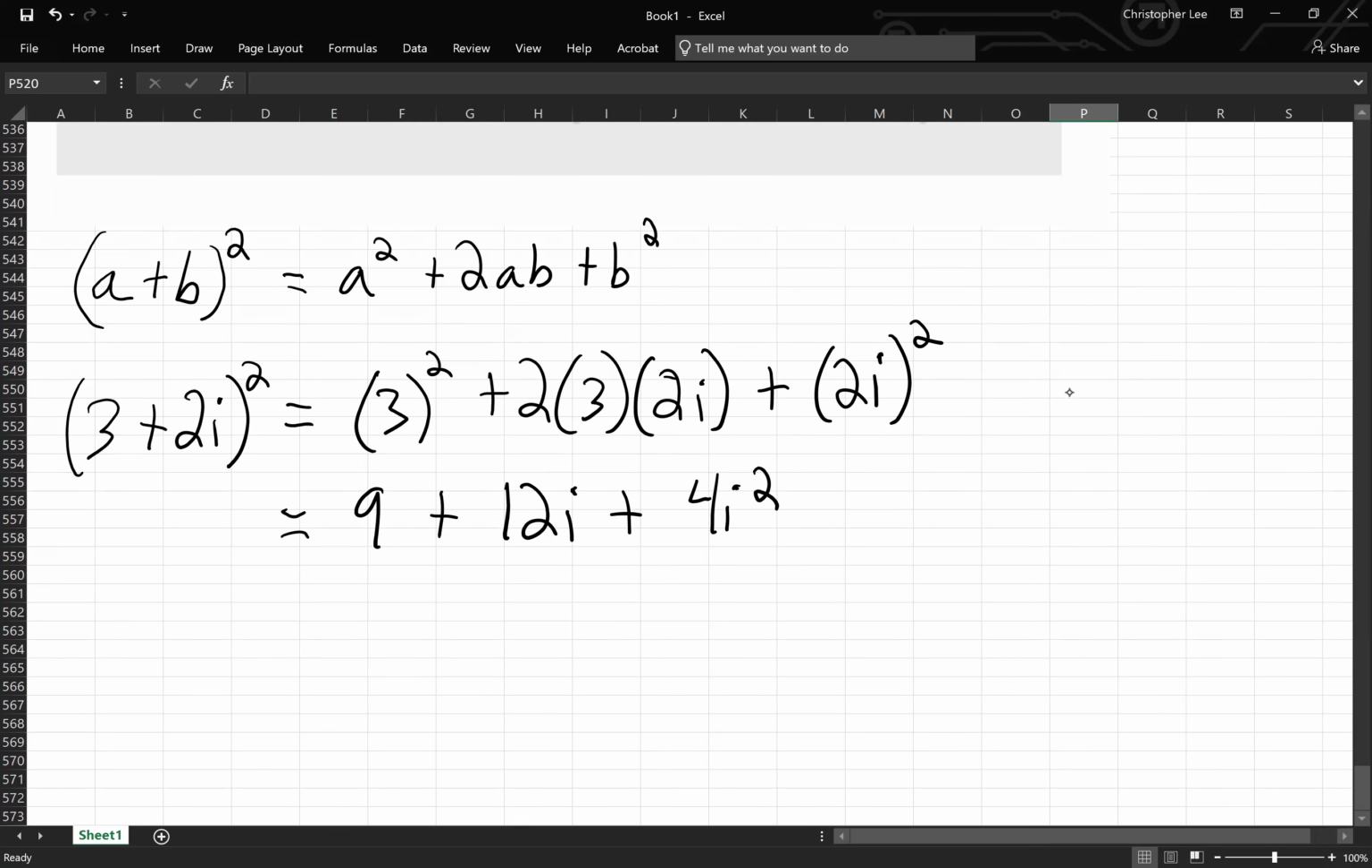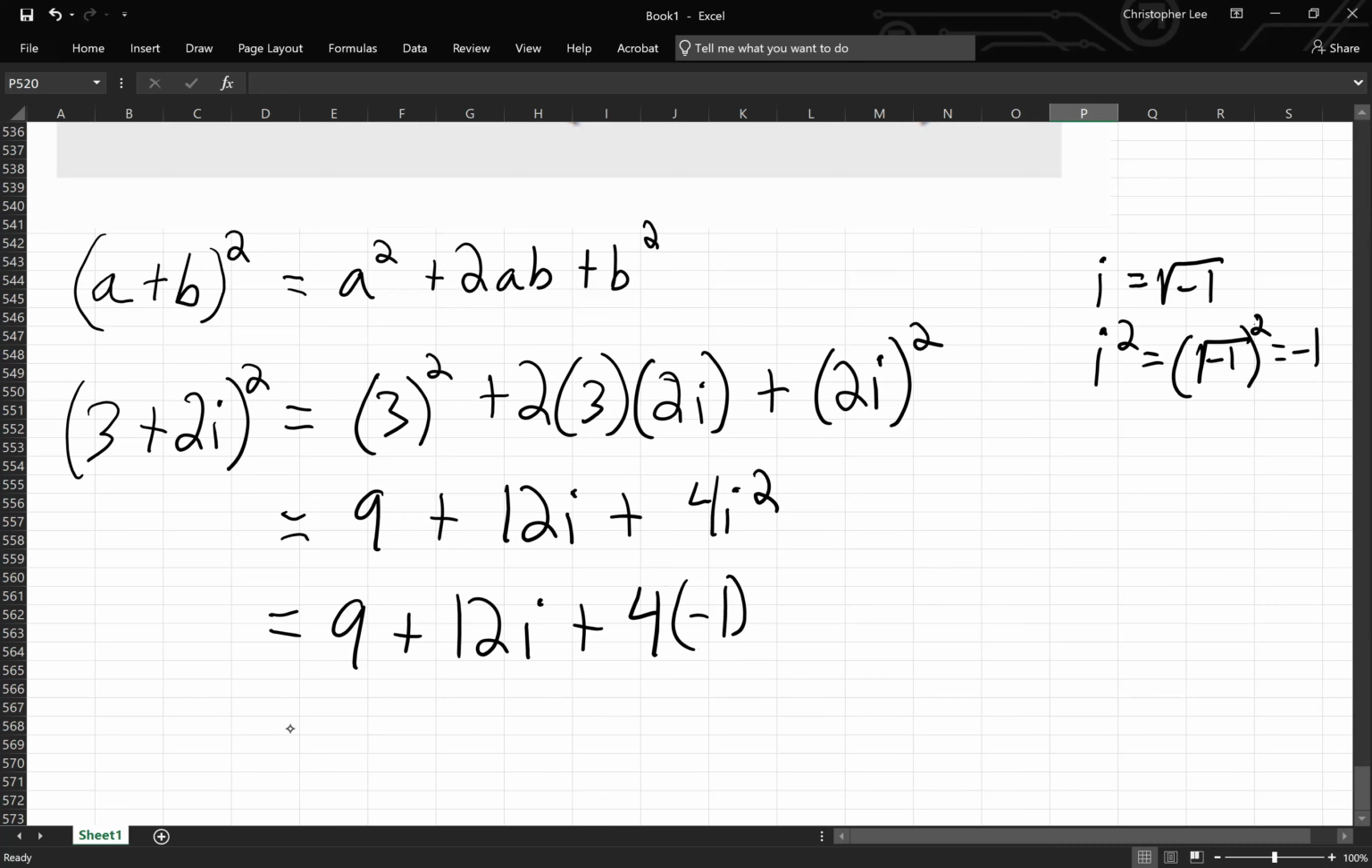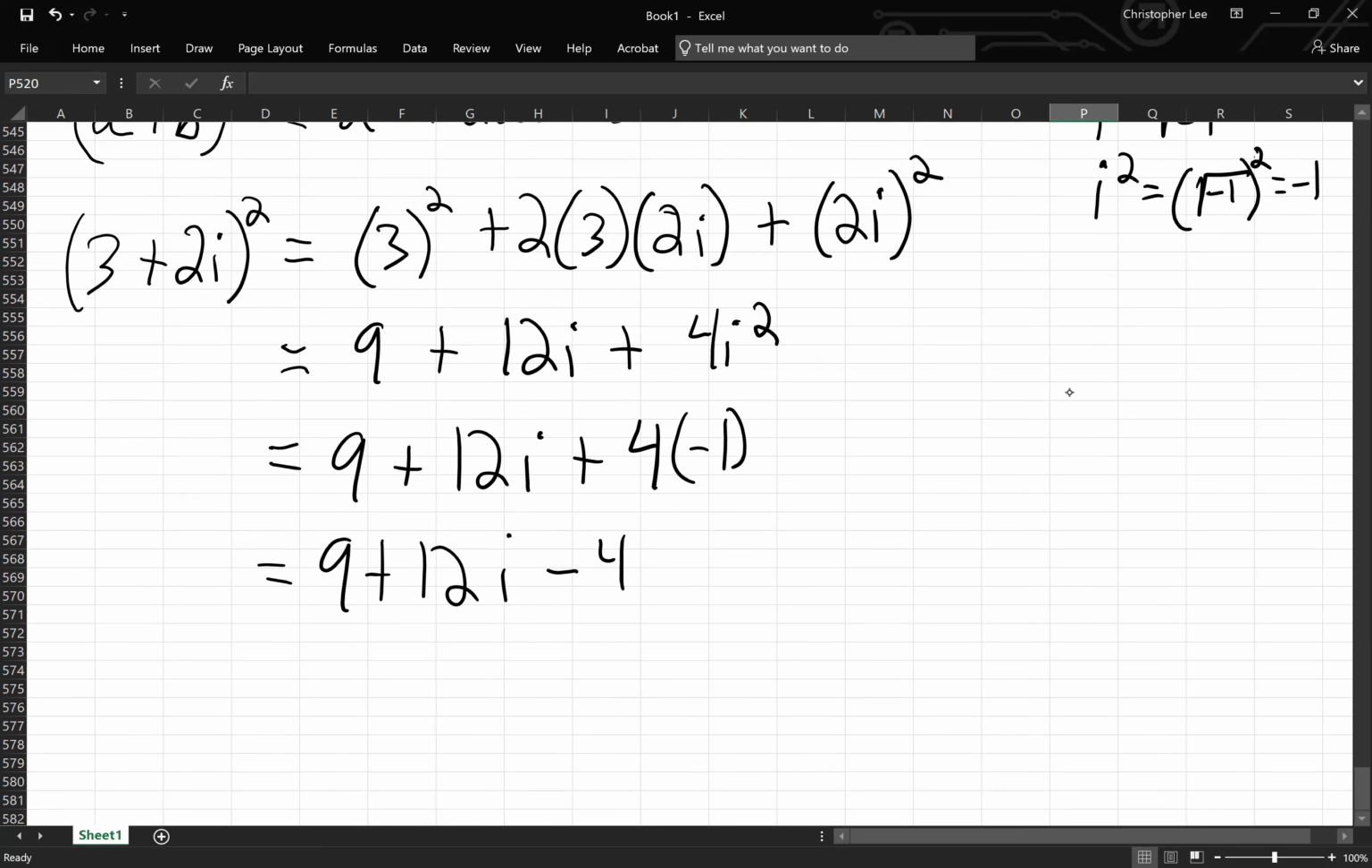And remember what we said about i squared, right? That's going to become 9 plus 12i plus, instead of the i squared, we're going to have what? Let's recap. i is equal to the square root of negative 1. So i squared is equal to the square of the square root of negative 1, which is negative 1, right? So this is actually 4 times negative 1. Let's rewrite that. This becomes 9 plus 12i minus 4. Let's combine like terms. 9 minus 4 is what? 5 plus 12i. And that's my final answer.